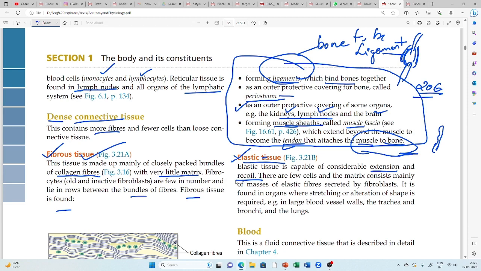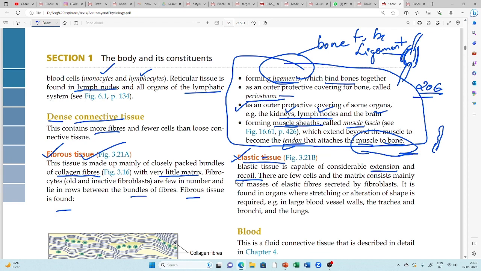Understood? Here we are finishing dense connective tissue. Dense connective tissue is much thicker than loose connective tissue, and it contains more collagen fibers. There are two types of dense connective tissue: one is fibrous tissue, the second is elastic tissue. Fibrous tissue contains more collagen fibers with very little matrix, and it is found in ligaments, periosteum, the protective covering of different organs like kidney, lymph node, brain, and muscle sheath like tendon. Okay. Next, the second one is elastic tissue.